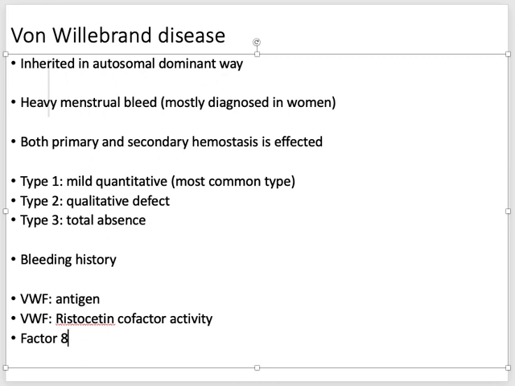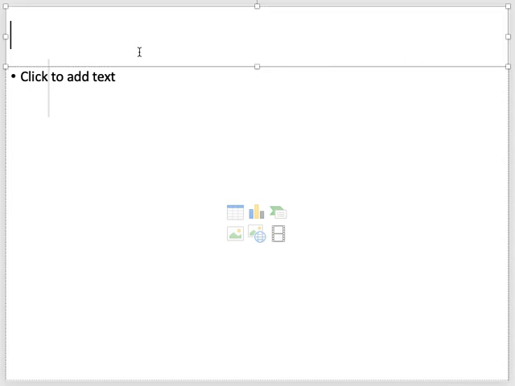If the activity is decreased, of course this test will be reduced. The ristocetin cofactor activity can be reduced, and the von Willebrand antigen will be reduced. Okay, like this, right? So now, how to treat this condition? Treatment of von Willebrand factor or von Willebrand disease. It is written as small v, big W, and big D.